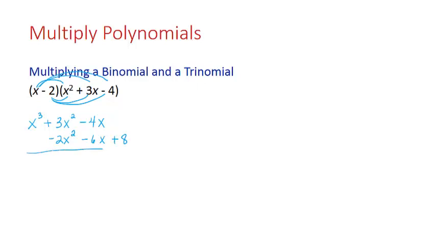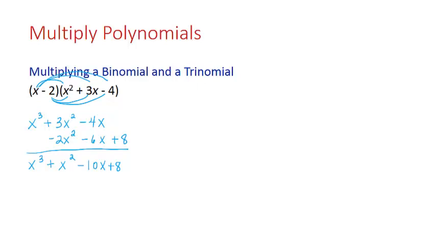Then we add like terms together to get x cubed. 3x squared minus 2x squared is 1x squared, or just x squared. Minus 4x minus 6x is negative 10x, and then plus 8. So as long as each term in the first polynomial gets multiplied by each term in the second polynomial, you will have done your multiplication correctly.